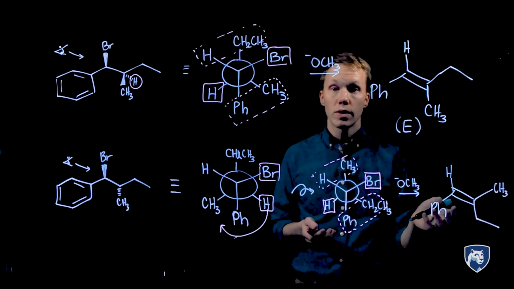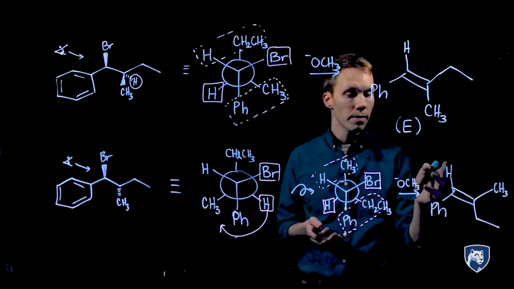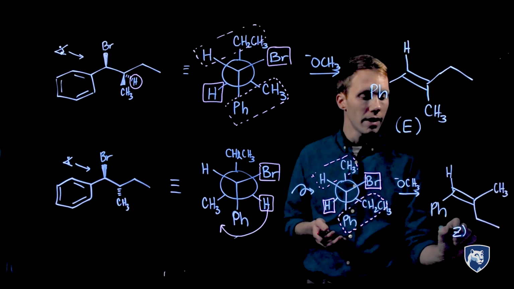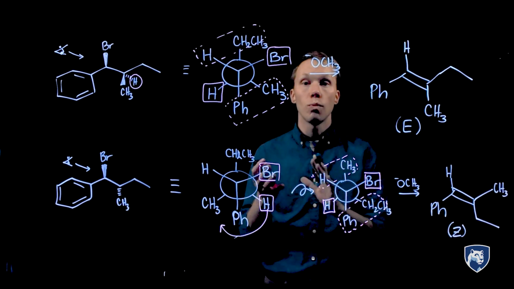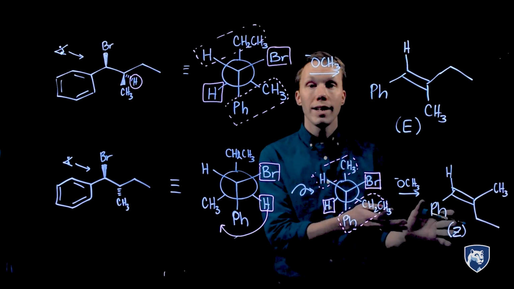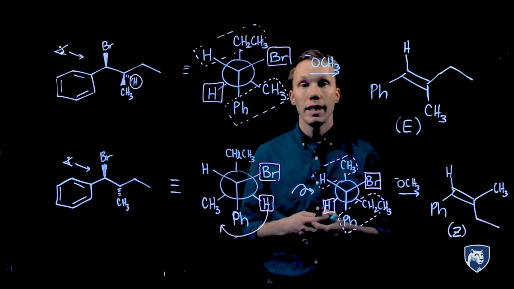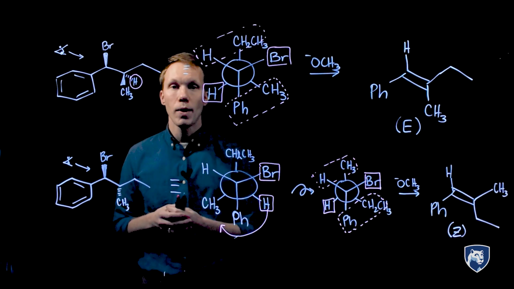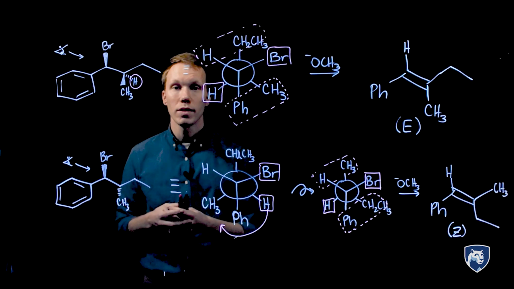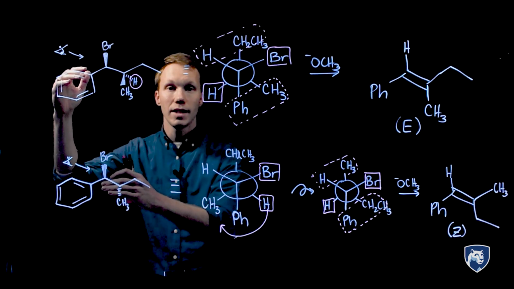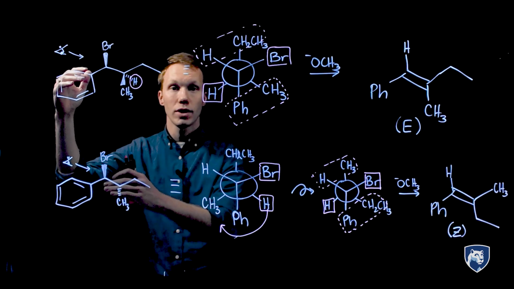If we use the Cahn-Ingold-Prelog rules to rank substituent groups on each carbon of this alkene, we would find that this is the Z isomer. Again, just one beta hydrogen here means that there's just one stereoisomer possible in an E2 elimination. Before we move on from this example, I want to ask you a few more questions. What is the relationship between our reactants in this set of reactions?